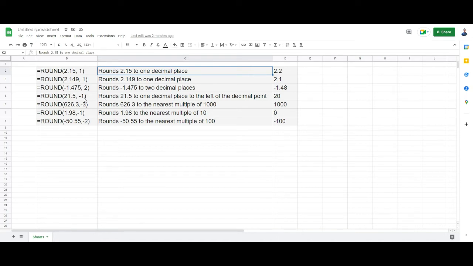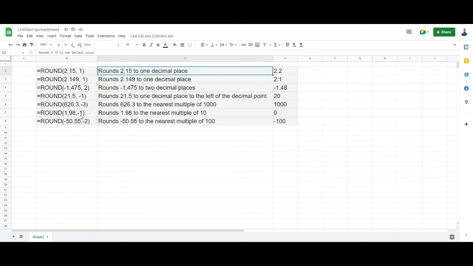So if you put a negative 1, it rounds to the 10s position. So the closest to the 10s position is 20. And of course if you round to negative 3, then it is by the thousand. So in this case, it will go up to 1000.